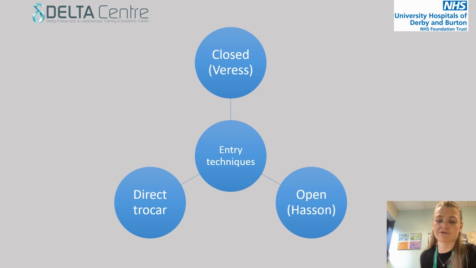In practice, there are three main entry techniques, and we'll go through these briefly. To start off with, there's a closed technique. This is where the abdominal cavity is inflated with carbon dioxide before the introduction of the primary trocar and the cannula. There's also an open technique, which is where a small incision is used to enter the abdominal cavity under direct vision. And then finally, there's the direct trocar entry.